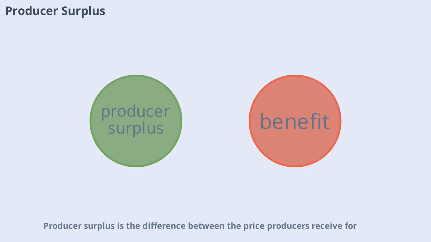Producer surplus is the difference between the price producers receive for a good and the minimum amount they are willing to accept. It reflects the extra benefit sellers gain from market transactions. High producer surplus indicates that sellers are earning more than their minimum acceptable price.